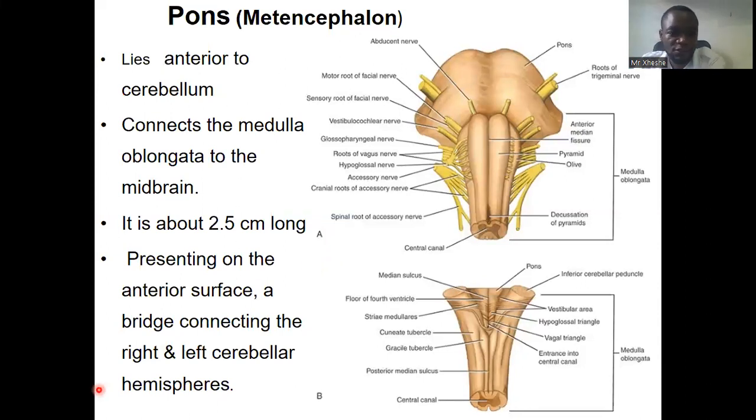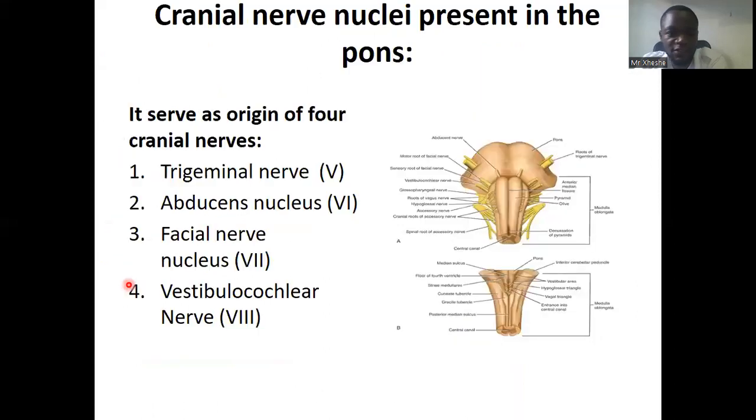It's quite small in size, but it also serves as the origin of another set of cranial nerves: cranial nerve number 5 up to cranial nerve number 8. Their origin, or their cell bodies or nuclei, if you like, will be found in the pons. That is the trigeminal nerve, abducens nerve, facial nerve, and vestibulocochlear nerve. Even though some of them will lie here, like in the sulcus between the pons and the medulla oblongata, their cell bodies will actually be in the pons.